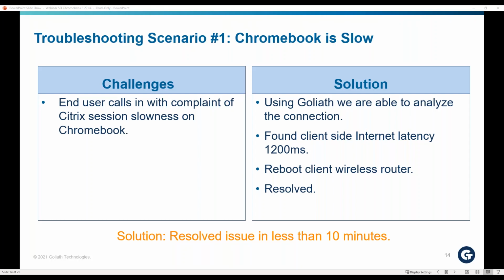And when you drill down into the user's connection, you can see that the latency is 1200 milliseconds, which is well beyond any kind of desired latency for any kind of connection of any sort. So that would lead us to believe that there is an issue locally with the client's internet connection. And we see this all the time now with all the work from home, with all the different devices competing for bandwidth and other things.